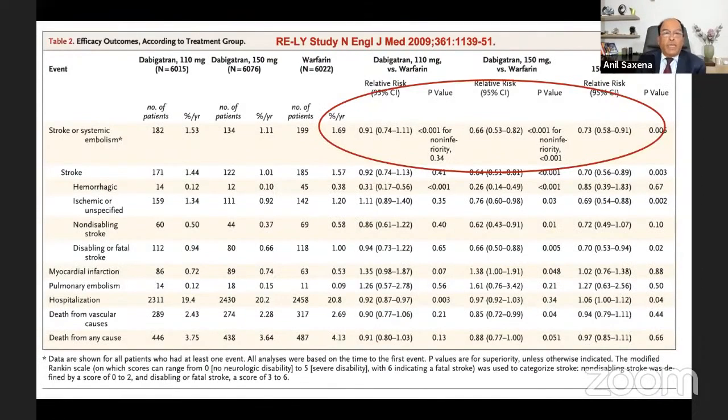So I will give you an example of the RE-LY trial. Now, what was the RE-LY trial?